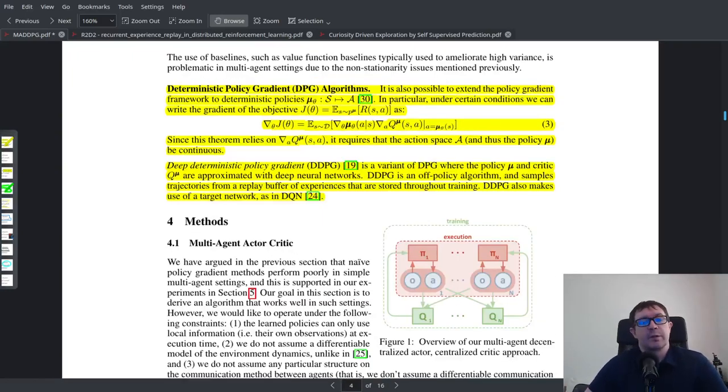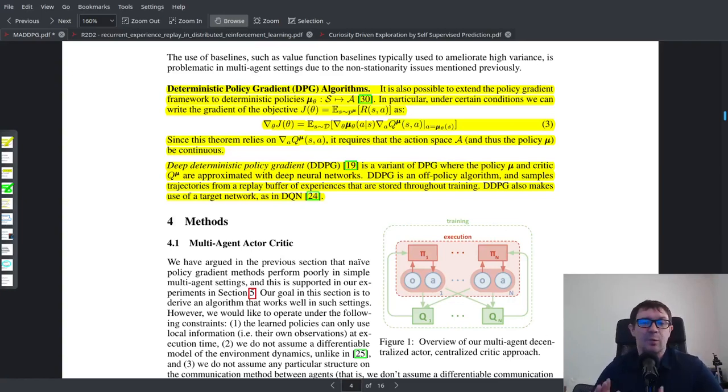Now, all of our discussion about policy gradient methods so far has centered on probability distributions. This isn't the only game in town, and in particular, you can use deterministic policies. In this case, they call the algorithm deep deterministic policy gradients. And in that case, the loss function is given by the product of the gradient of the policy with respect to its parameters and the gradient of the critic function with respect to the action taken.